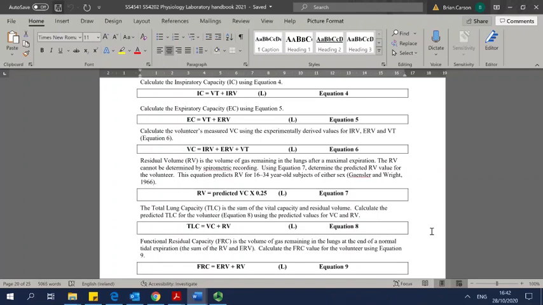Hi again. In this video we're going to run through the exercises associated with this respiratory laboratory and the calculations that you need to make.